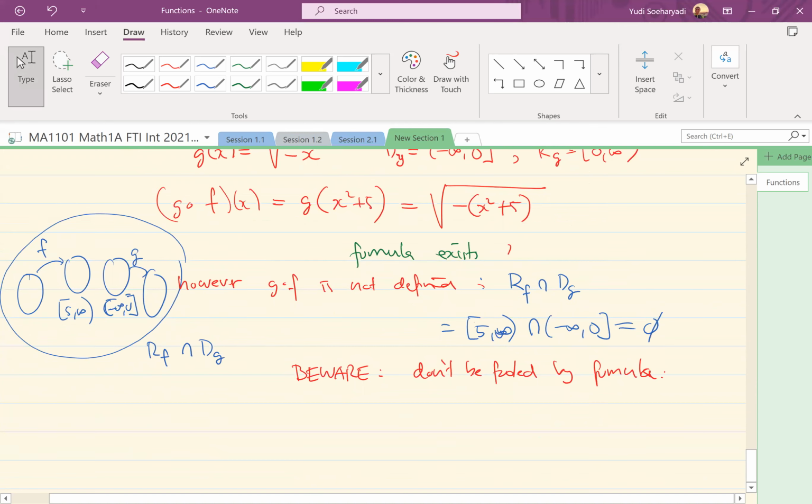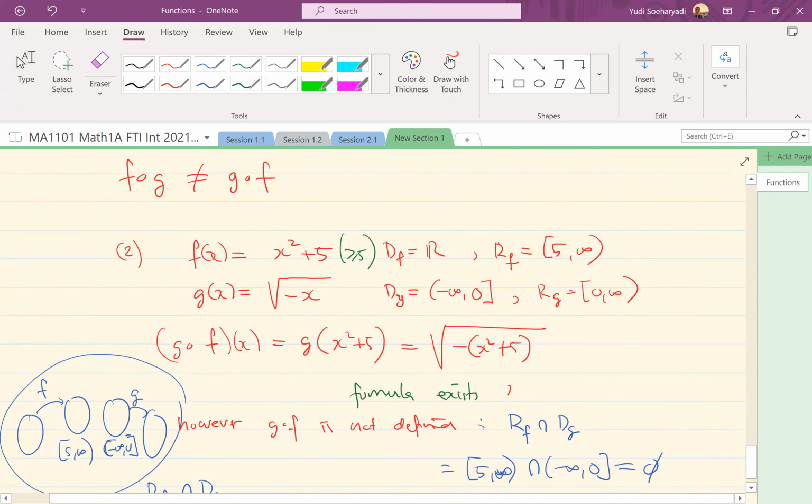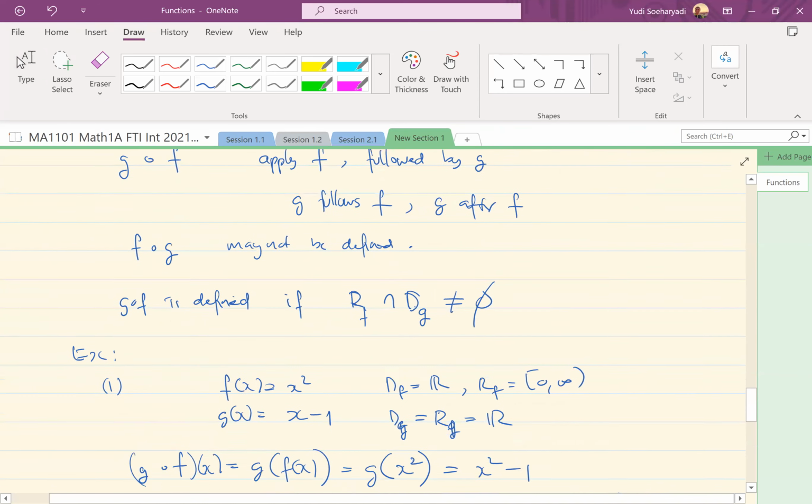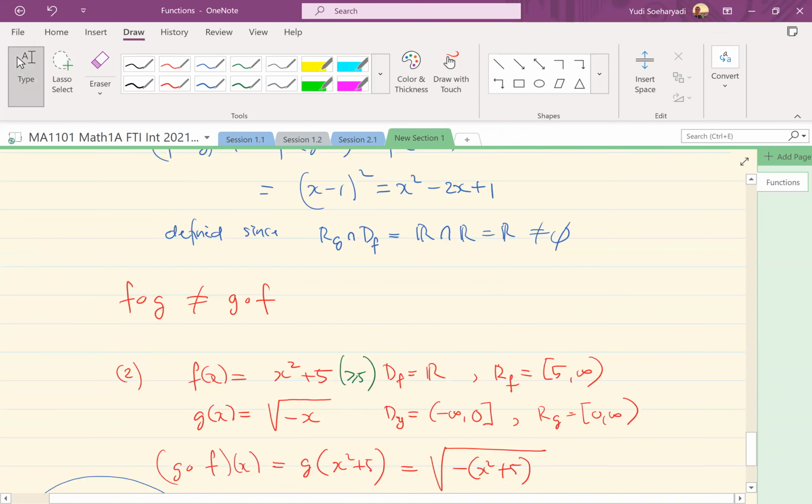There are a couple more things about finding the range and domains of compositions, but we'll do that later. At least you know how to compute the compositions. All right. So I'll stop here and leave the rest for you to do as exercise with Kemal.